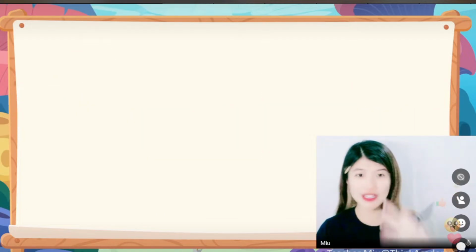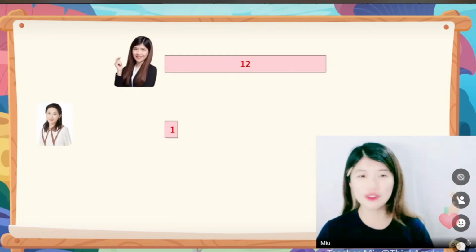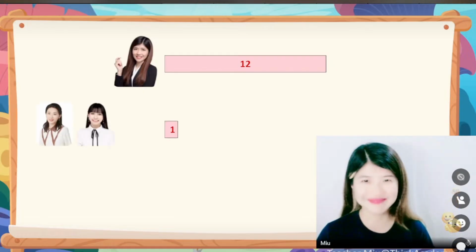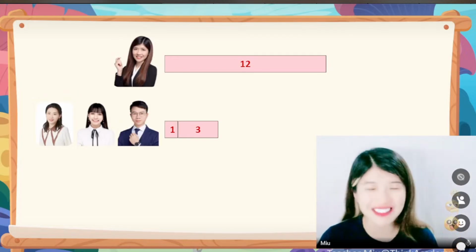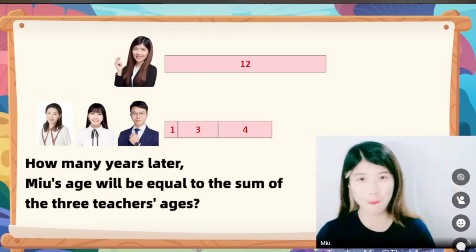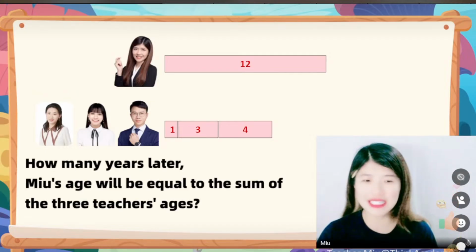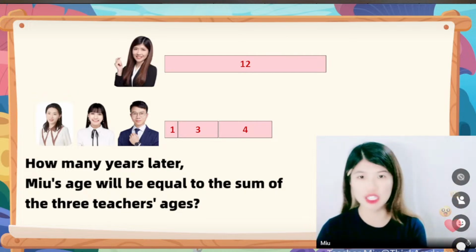Now I got 3 teachers. All right. So again, Miu was 12, and this is Apple. She was only 1, and this is Charlene. She was 3. And this is Jimson. Okay, long time no see, teacher Jimson. And he was 4. Again, how many years later will Miu's age be equal to the sum of the 3 teachers' age? Any idea?